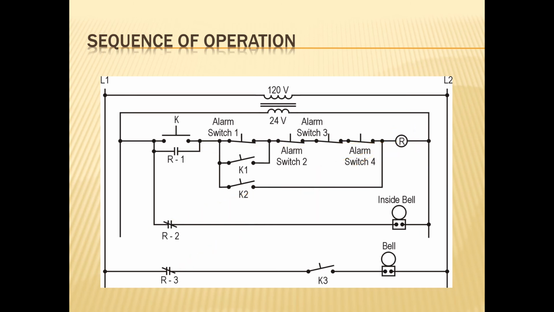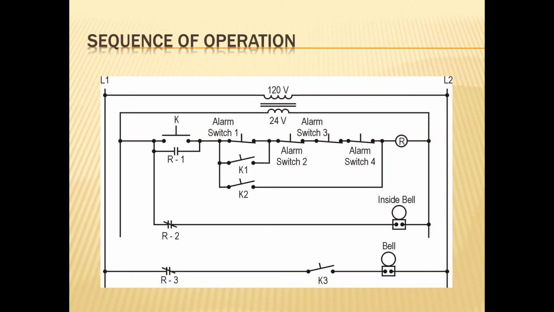So when I analyze this circuit, I turn it on, I hear the inside bell ring, I hit the K button, the momentary push button, it energizes R, which closes my holding contact, which allows me to release K. Now I have a constant path from my 24 volt transformer through my R1 contact, through all my normally closed alarm switches, going to my relay. That relay is silencing my inside bell, and it's also silencing my outside bell.